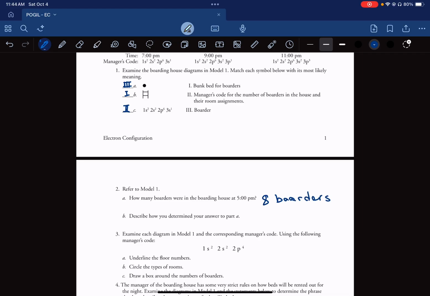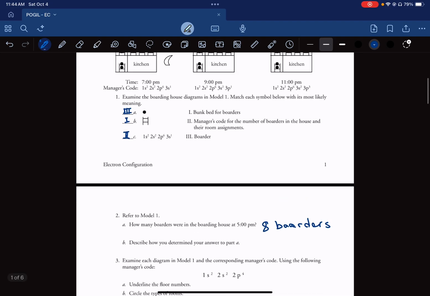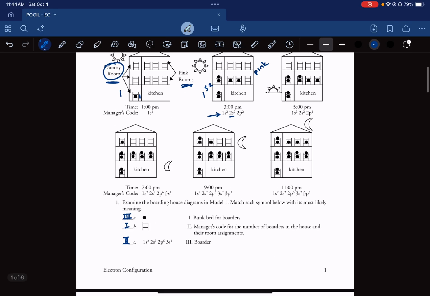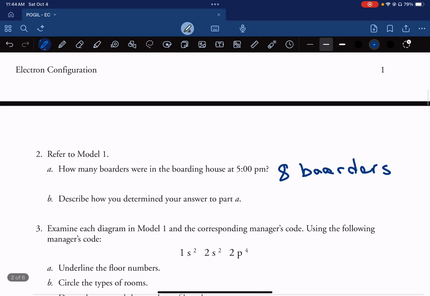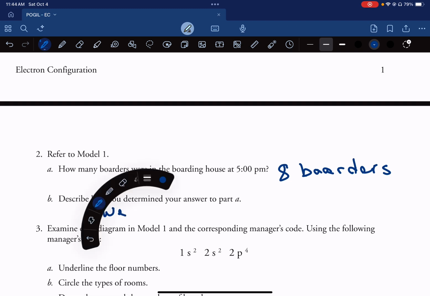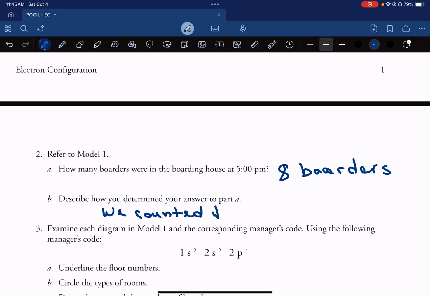8 boarders in the boarding house at 5 p.m. It says, describe how you would determine your answer to part A. Well, we just counted them. We found where our boarding house is, and we just counted how many black dots were present, and so that's how many. So we just counted the black dots.